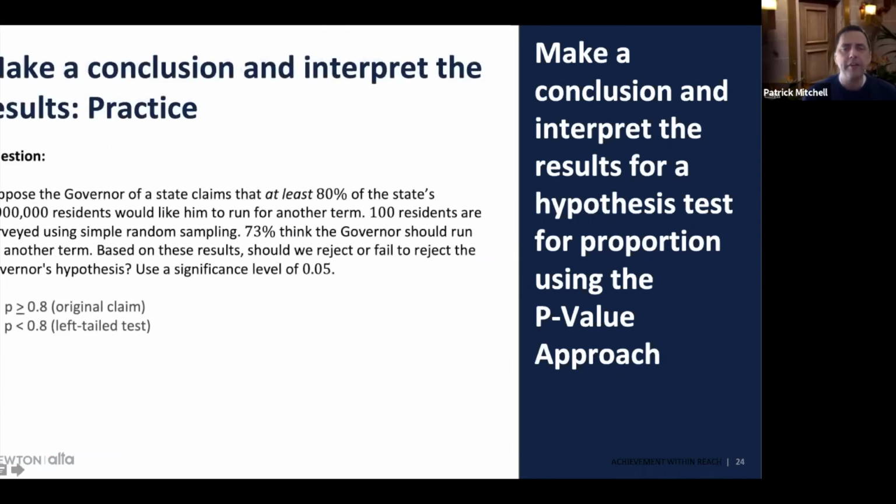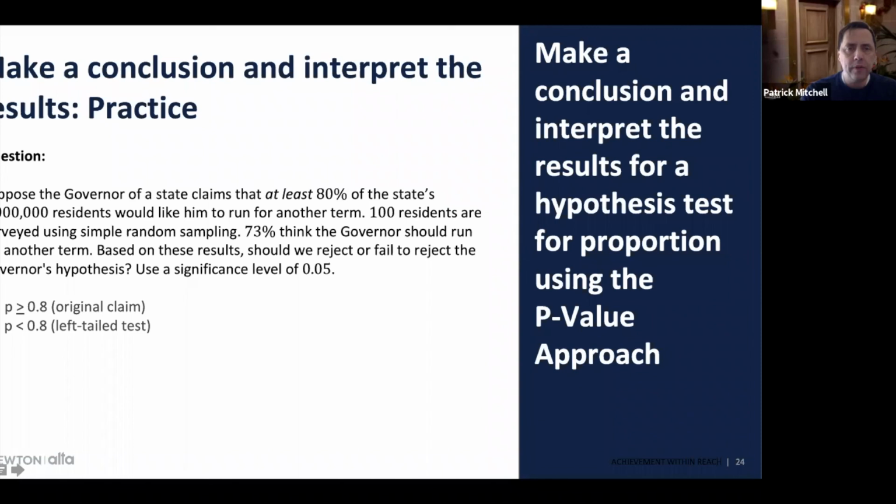All right, here's another example. Suppose the governor of a state claims that at least 80% of the state's 1 million residents would like him to run for another term. 100 residents are surveyed using simple random sampling, and 73% think the governor should run for another term. Based on these results, should we reject or fail to reject the governor's hypothesis? And again, we'll use a significance level of 0.05.